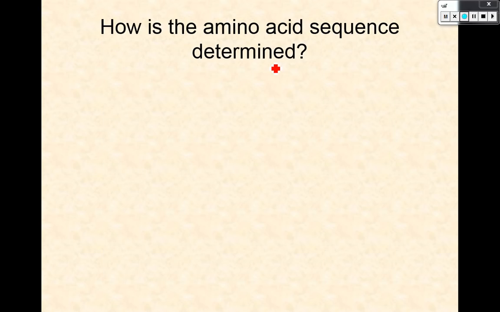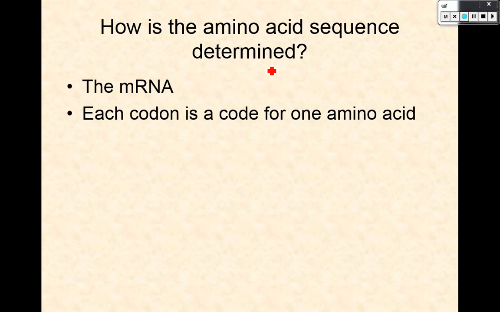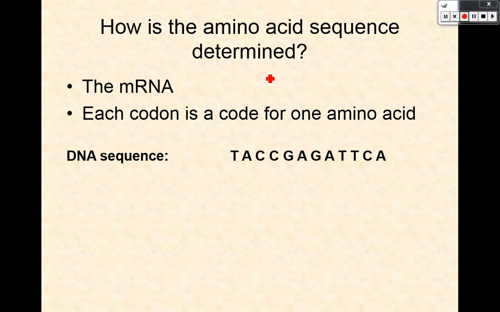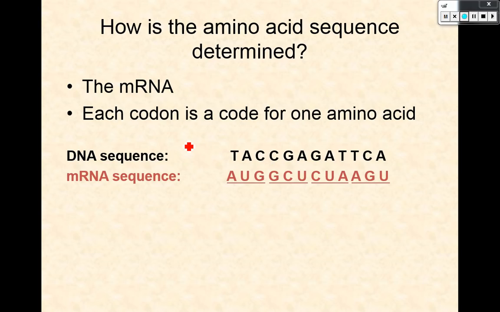So let's look at the amino acid sequence and kind of work this through, right? So the mRNA is what determines the amino acid sequence, right? And then each codon is a code for one amino acid. So if we have a DNA sequence of this, TAC, CGA, GAT, TCA, then the complementary mRNA sequence is AUG. So same with the A's and T's and the G's and C's with the exception of uracil for thymine.